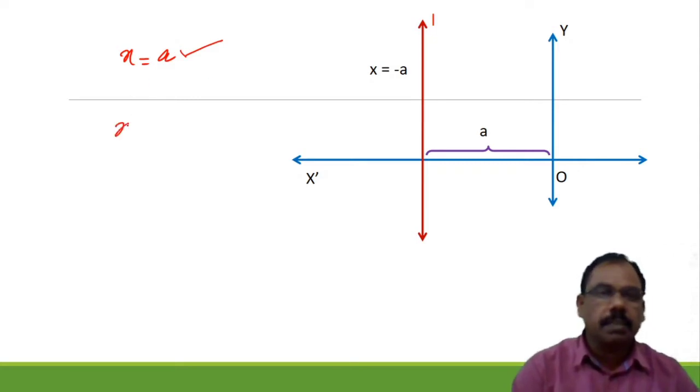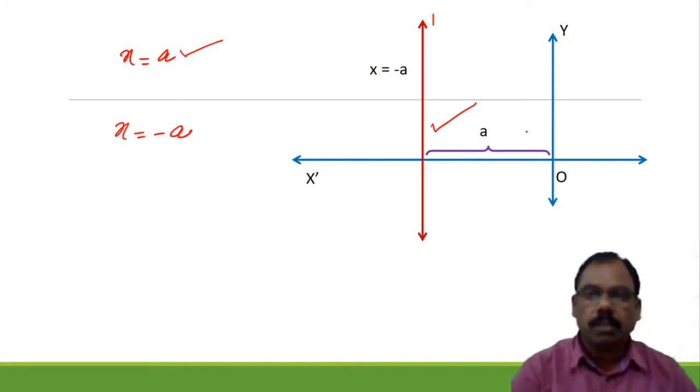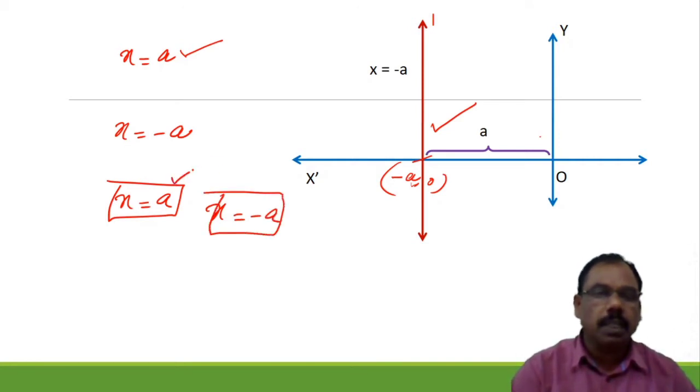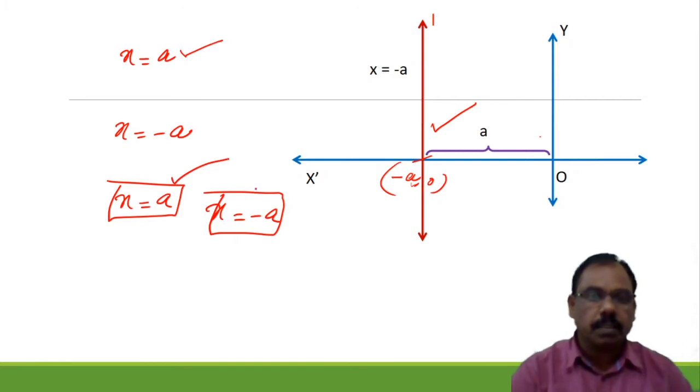If we consider x is equal to minus a, then that is a line which is parallel once again to y-axis at a distance of a unit from the origin, but it lies to the left of y-axis and it is passing through the point minus a, 0. So we have got two types of vertical lines. One is x is equal to a and another one x is equal to minus a. x equal to a lies to the right of y-axis and x equal to minus a lies to the left of y-axis.